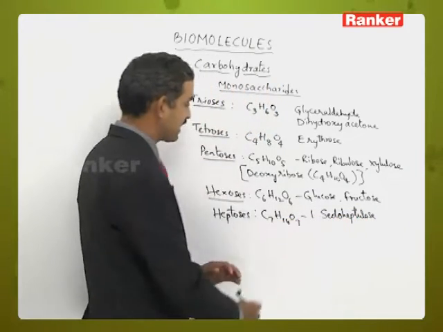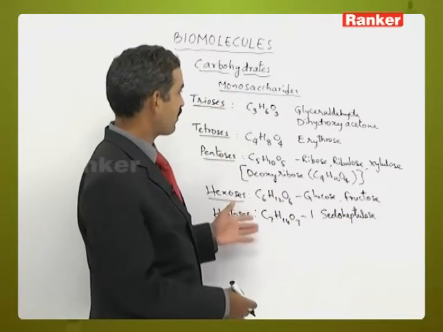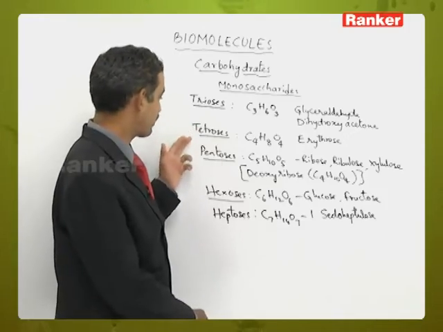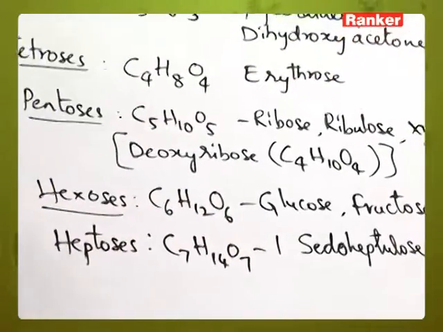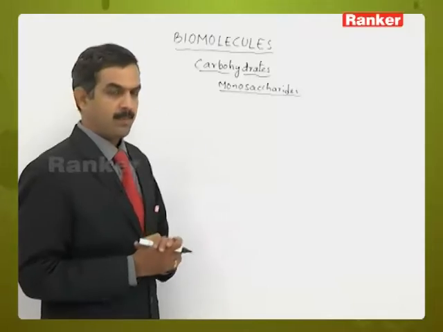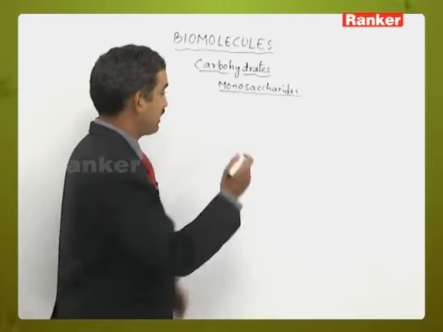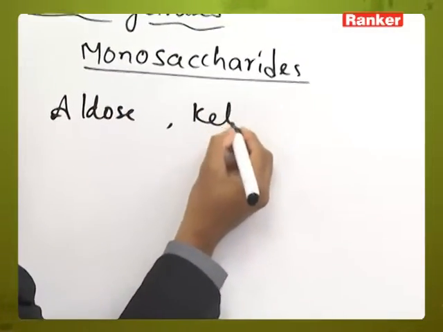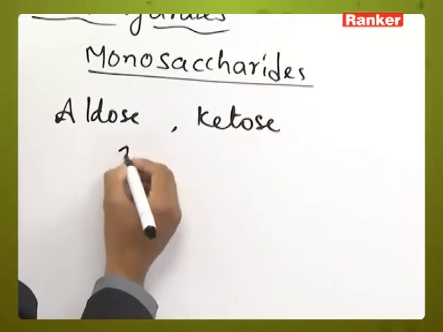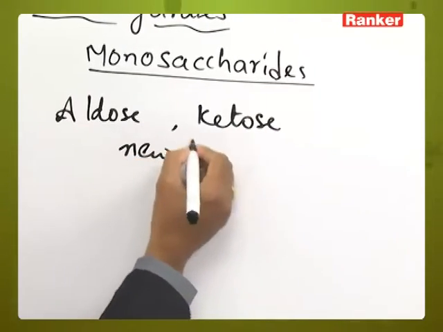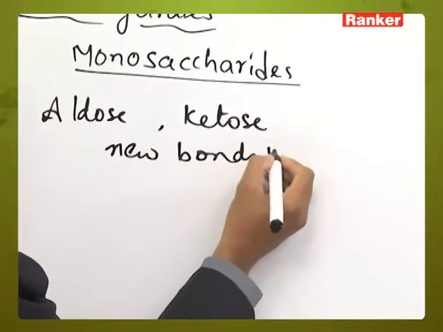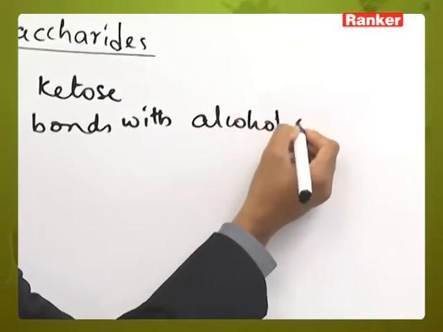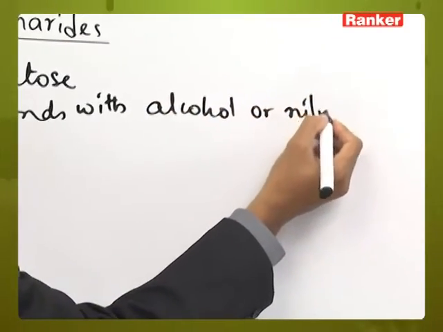Pseudoheptulose are such examples where, based on the number of carbons, the monosaccharides are further categorized into trioses, tetroses, pentoses, hexoses and the heptose molecules. The functional groups which are present, that is aldose or ketose, may form new bonds with either alcohol or nitrogen.